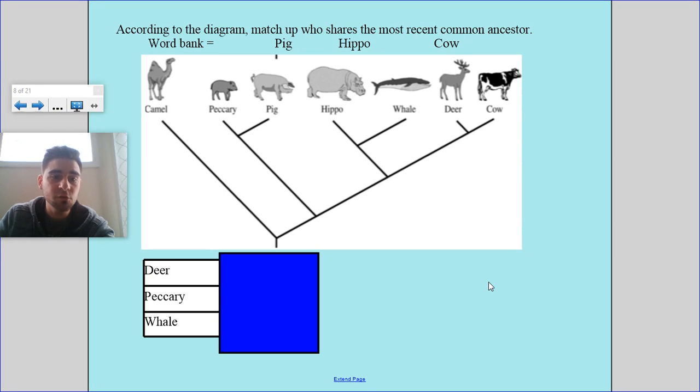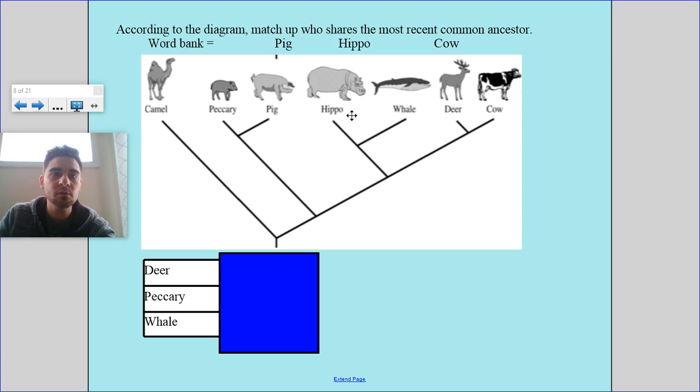All right, so hopefully what you've come up with here is, first off, that the camel's way off. It's not really closely related to anything here. But the deer is here. You should see it connects closely with the cow, whereas the peccary connects closely with the pig. And lastly, the whale connects closely with the hippo.